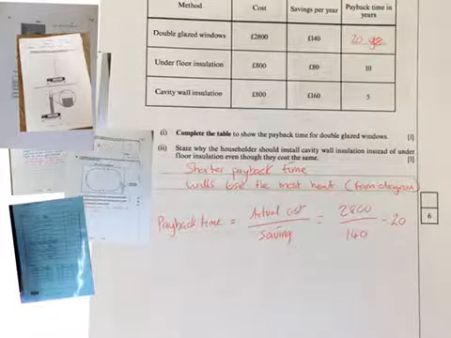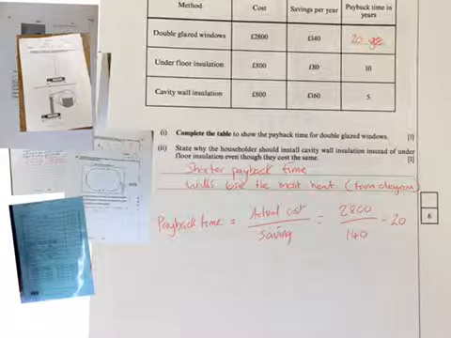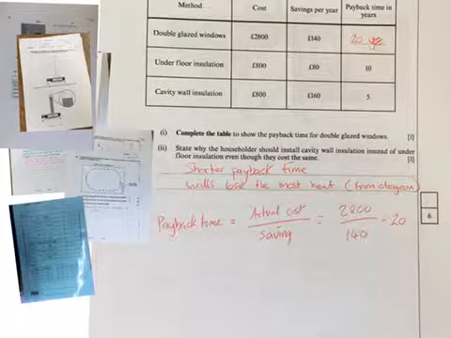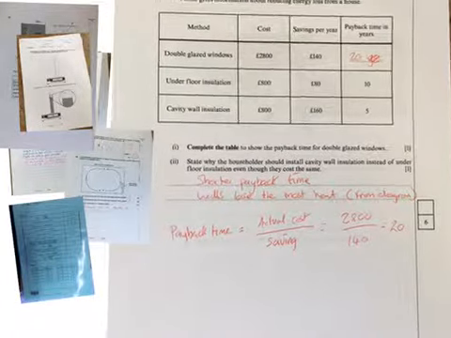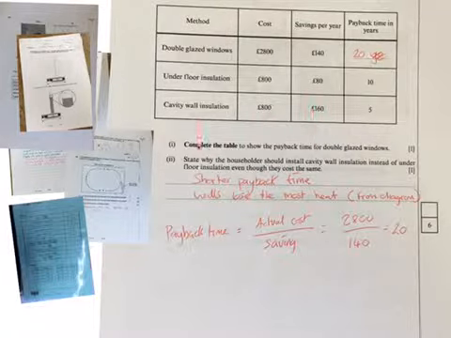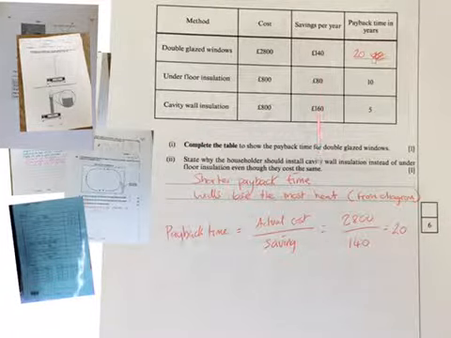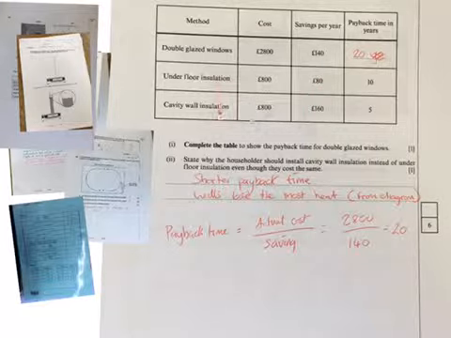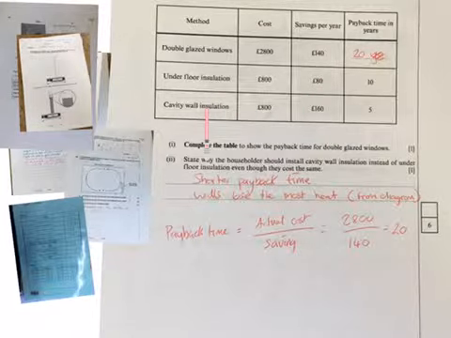State why the householder should install cavity wall insulation instead of underfloor insulation, even though they cost the same. Well, they cost the same, but there's a much quicker payback for cavity wall, because you save double. So you're only saving £80 a year for that, and you're saving £160 a year for that.